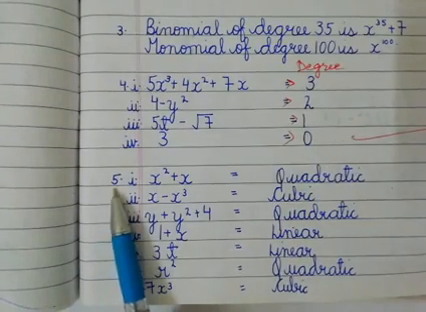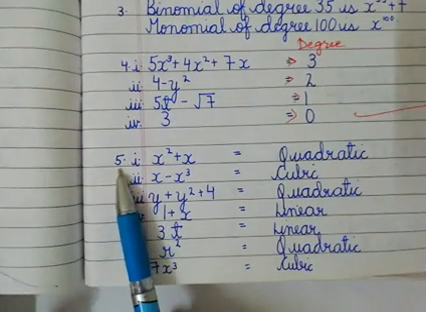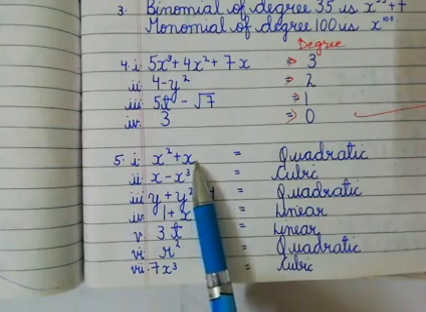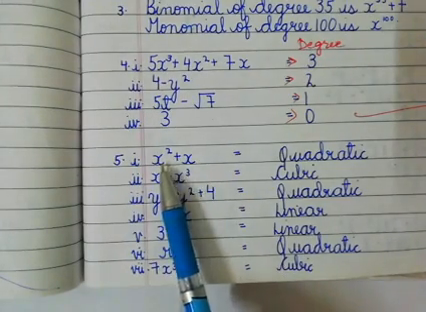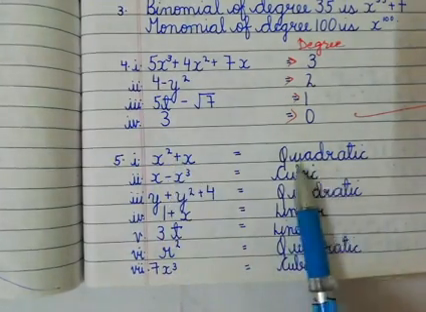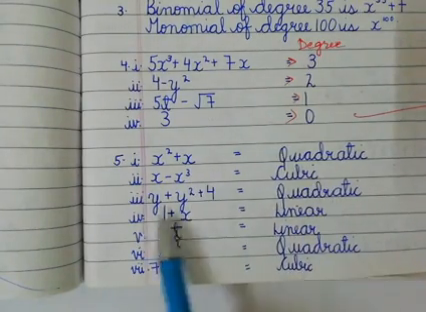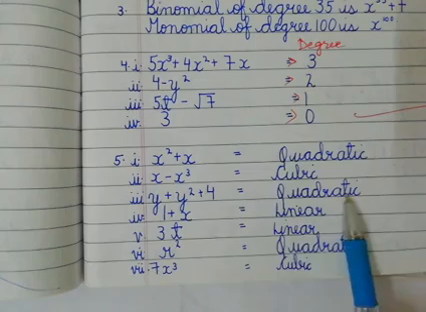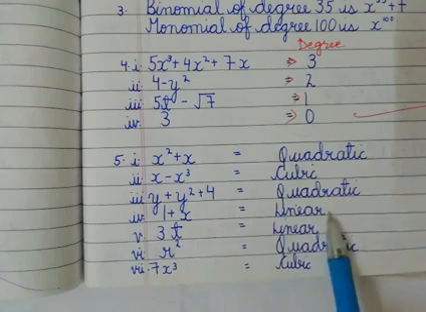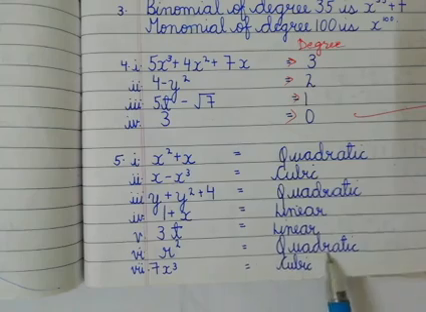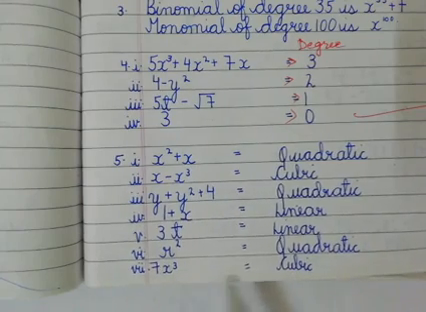The degree of a constant term is 0. Now in question number 5, we have to tell whether these polynomials are linear, quadratic or cubic. x² + x: here the degree is 2, that's why quadratic. Degree is 3, so cubic. Degree is 2, quadratic. Degree is 1, linear. Degree is 1, linear. Degree is 2, quadratic. Degree is 3, that's why cubic.